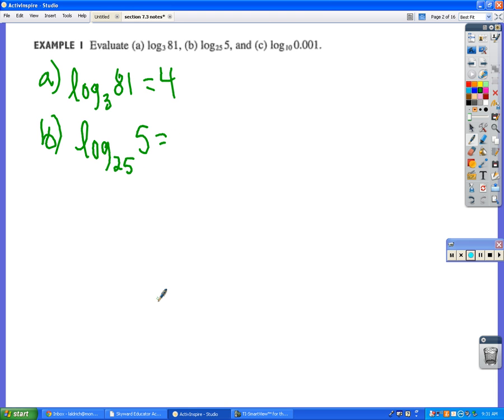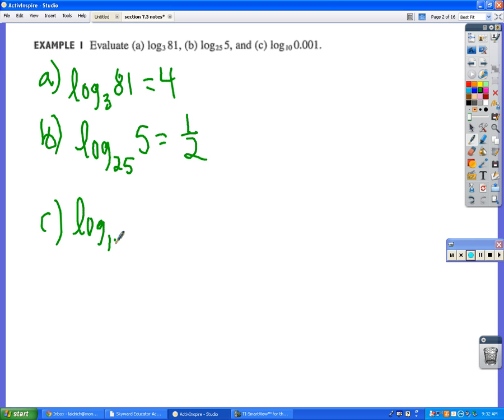Okay, so this one is saying 25 to what power is 5? 1/2. Okay? Because that means the square root, right? And since the square root of 25 is 5, the answer is 1/2. 25 to the 1/2 power equals 5. Square root of 25 is 5, and another way to write the square root is as to the 1/2 power.